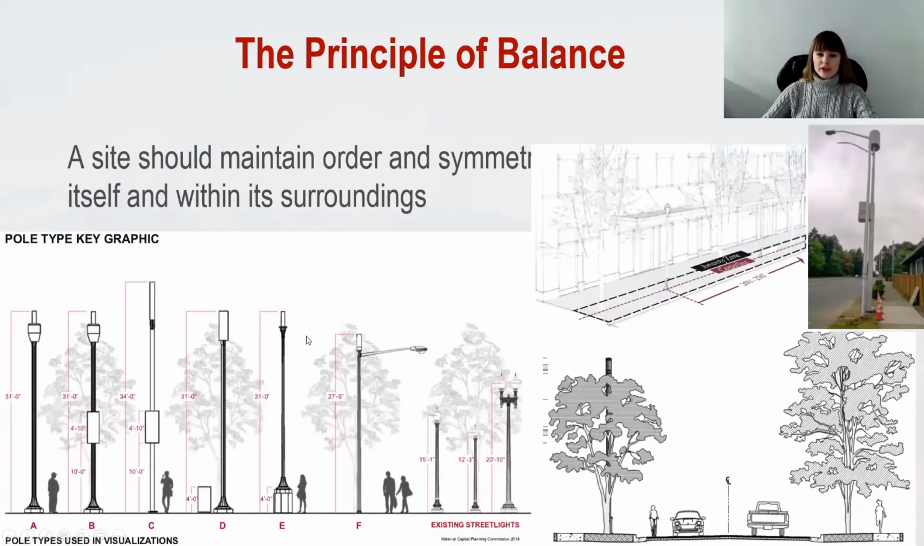The third principle is the principle of balance. So the eye is drawn to inconsistencies, disorder, and dissymmetry. So in creating a balanced and contextually cohesive small cell network, symmetry between sites and other objects around it, such as trees or other poles or other structures, should be maintained.